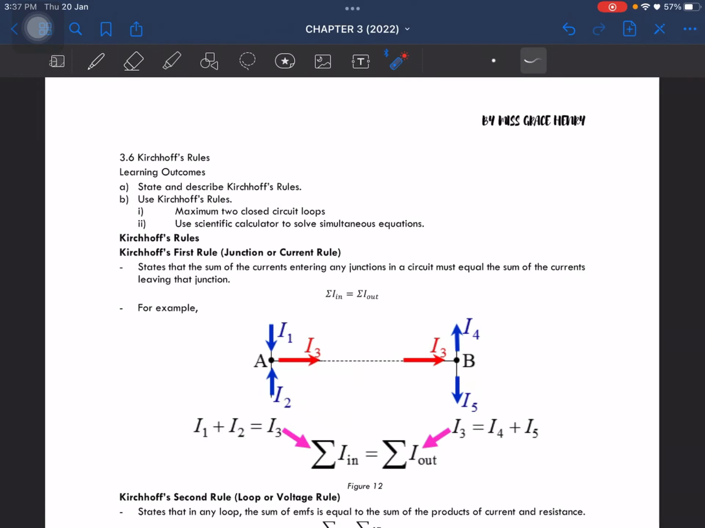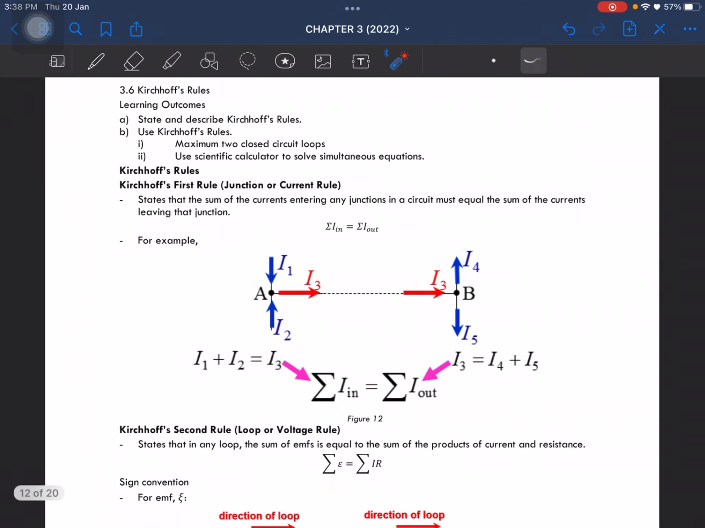Subtopic number 6, which is on Kirchhoff's rules. In this subtopic, you should be able to state and describe Kirchhoff's rules, and most importantly, you have to be able to use Kirchhoff's rules. In our syllabus, it is a maximum of 2 closed circuit loops, and basically use a scientific calculator to solve the simultaneous equations. Okay, so there are 2 rules for Kirchhoff's.